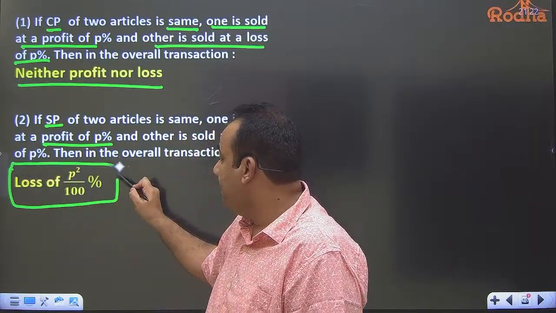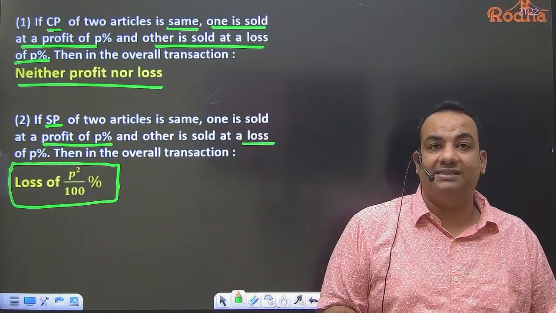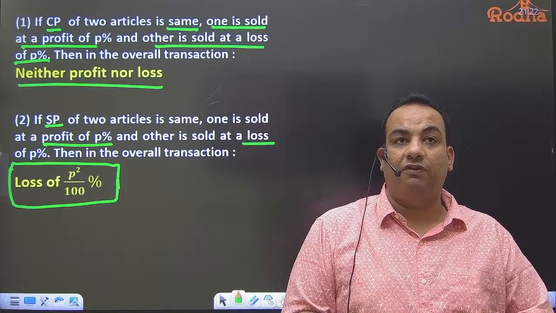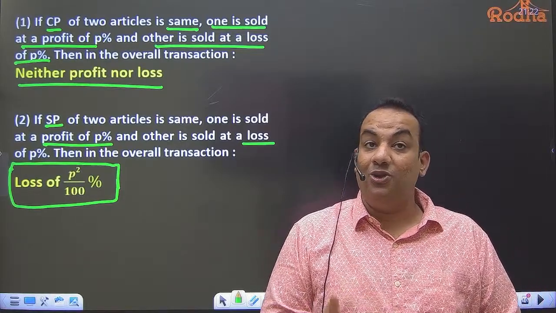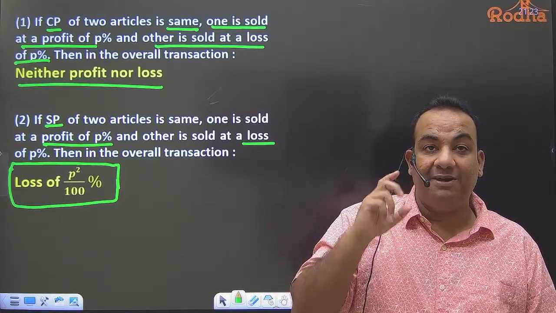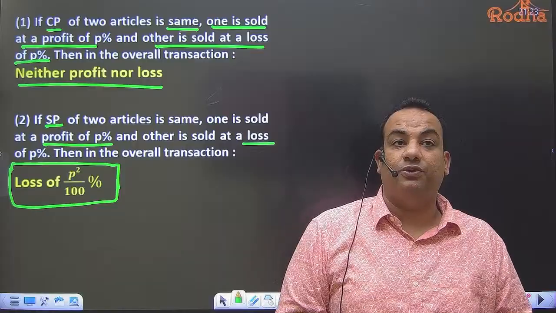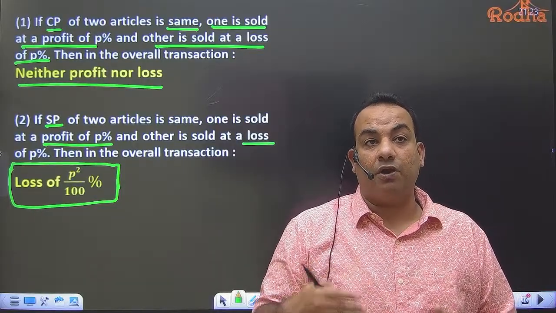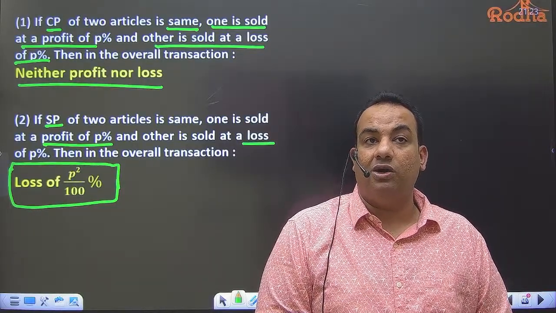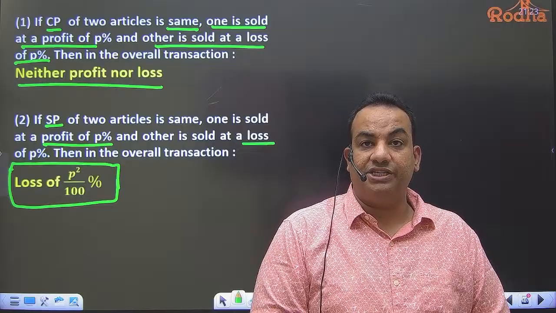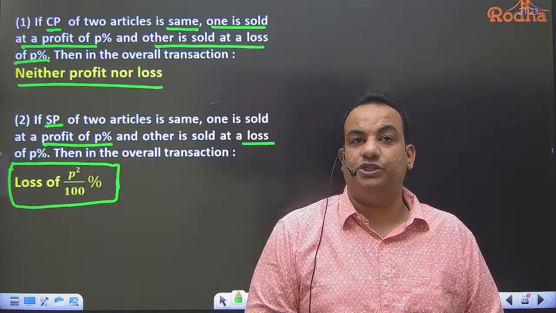Remember this thing, that if CP of two articles is the same, one is sold at a profit of P%, other is sold at a loss of P%, neither profit nor loss. But if selling price of two articles is the same, one is sold at a profit of P%, other is sold at a loss of P%, then in the overall transaction there is always a loss, and that loss is P² by 100%.